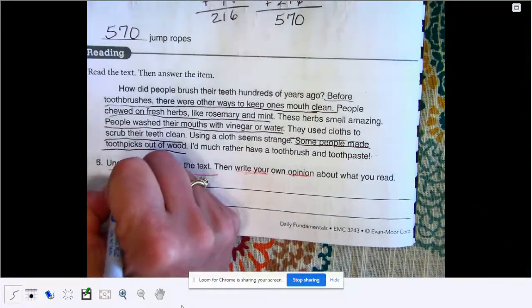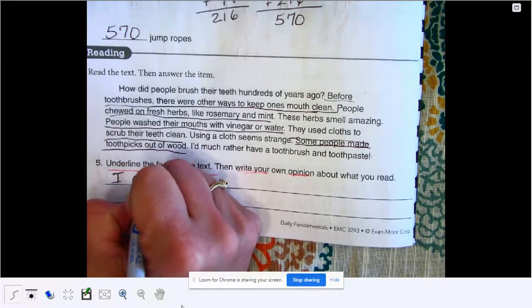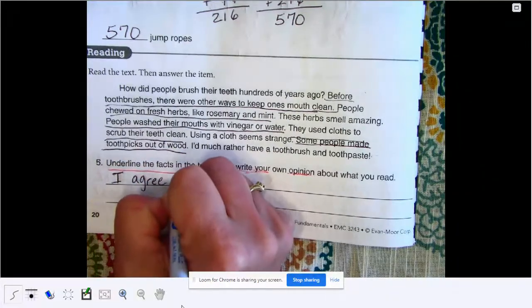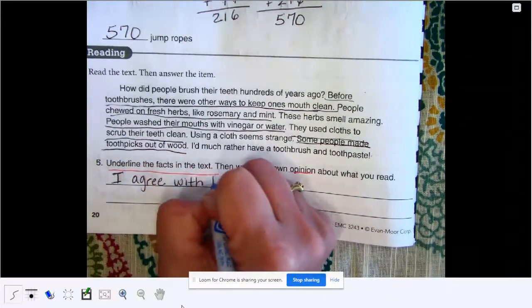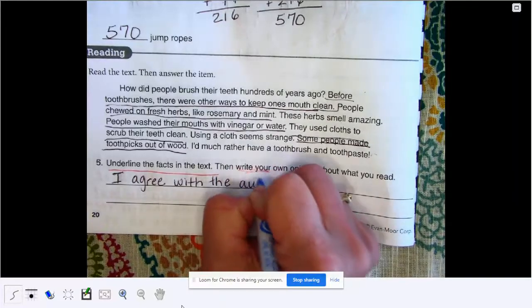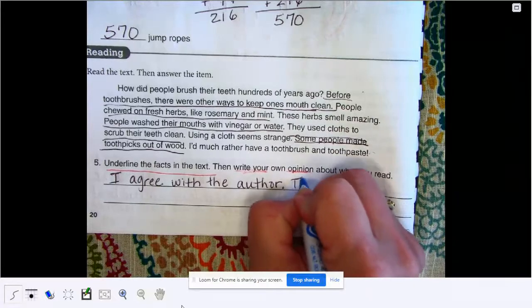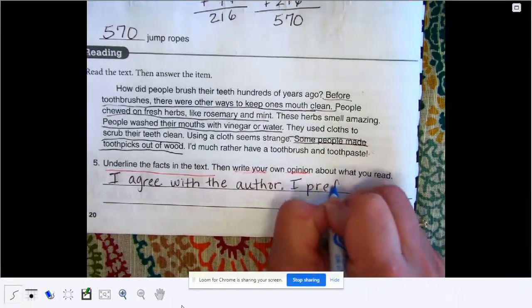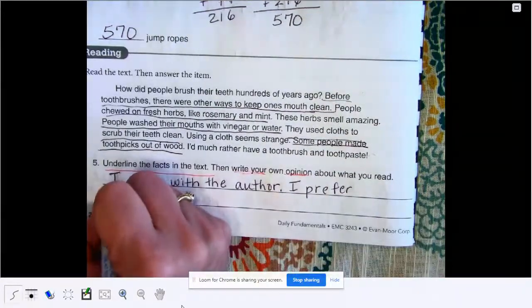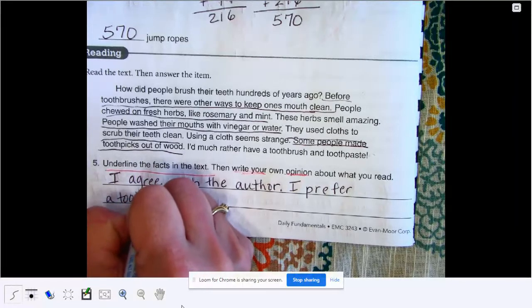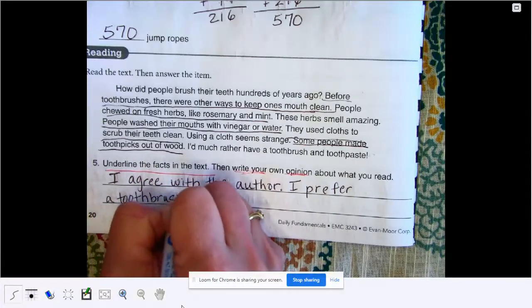My opinion is I agree with the author. That's the person who wrote this. I prefer a toothbrush and toothpaste.